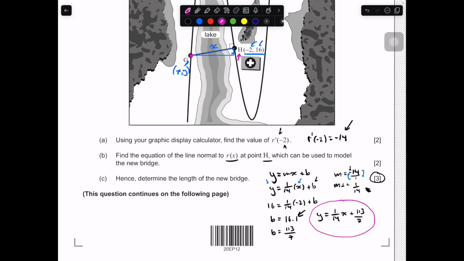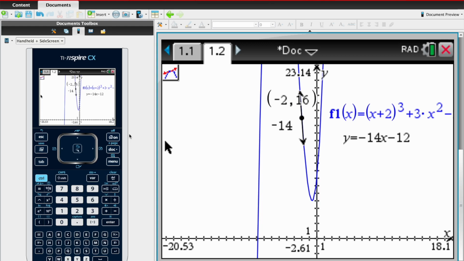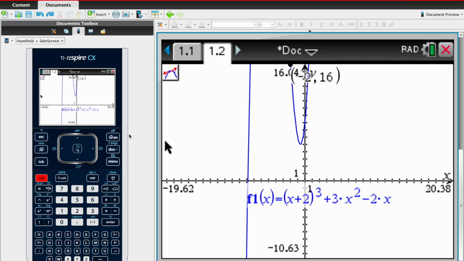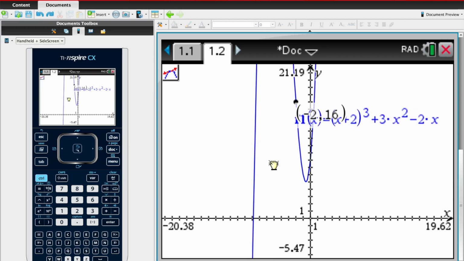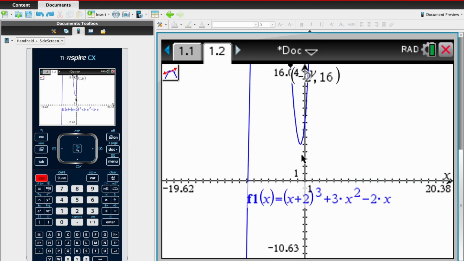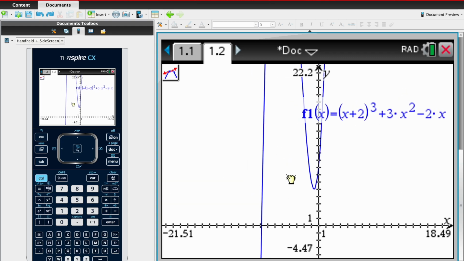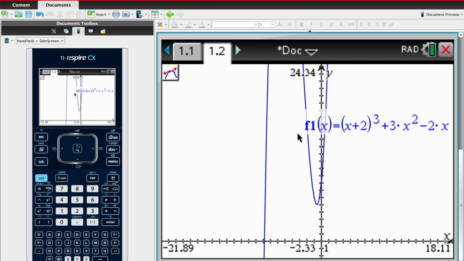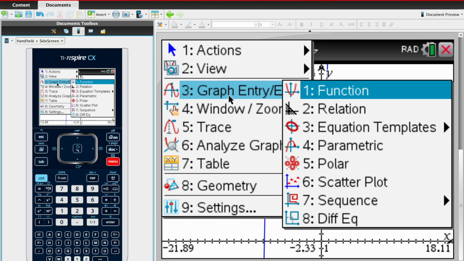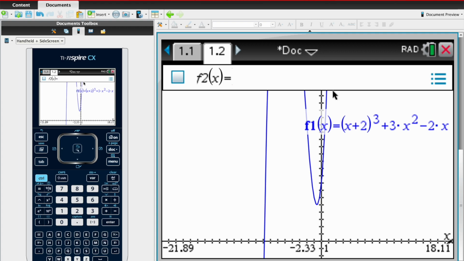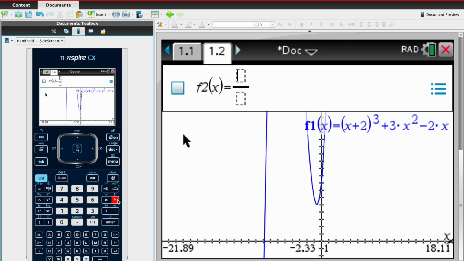So let's go back to the calculator screen, and let's look at the function. So here's the function itself. We already plotted this point right here. I'm going to get rid of it and imagine as if we just graphed the function itself. Let's go ahead and add the other function. So graph entry, let's put another function in, and let's put the one that we have. I don't have it as a decimal, so I'm going to use the fractional values.